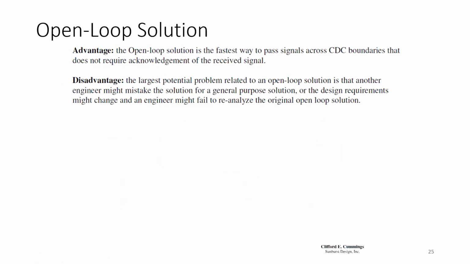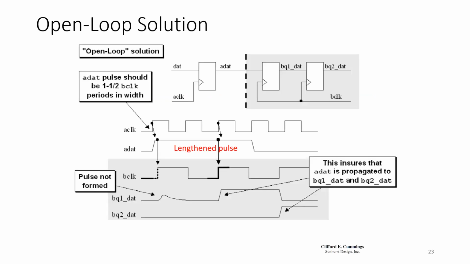The previous one was what is called open loop. It is fast and no acknowledgement of signals is required. But sometimes a designer may feel this is optimum and it will work for any system. No, it will not. It is designed for certain frequencies. If we have a change in the frequency, this will not work. I need to rechange everything. I need to rechange the extension of the pulse.